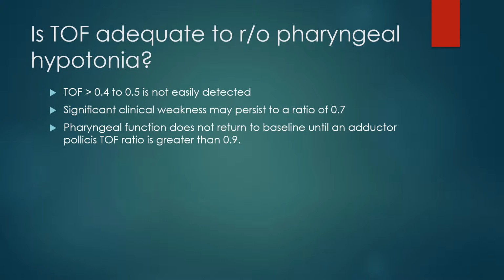So in other words, we can appreciate a 0.4 or 0.5 decline in train of 4. That's the highest we can see with our eyes. But when it's as high as 0.9, you may not have pharyngeal tone. So visual inspection is not adequate.